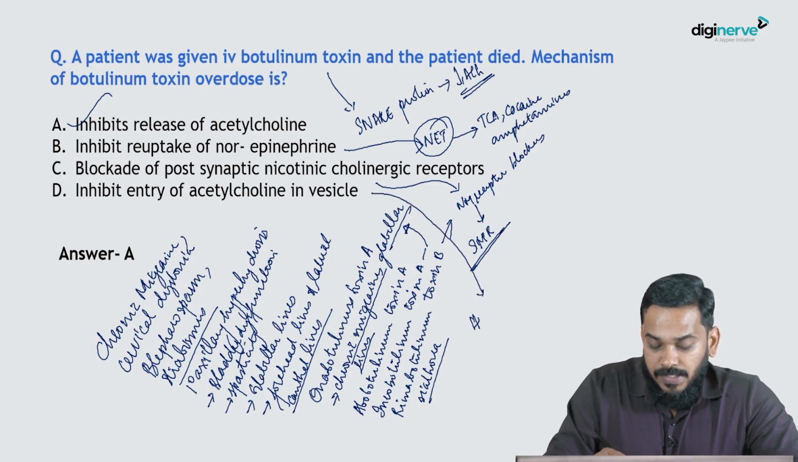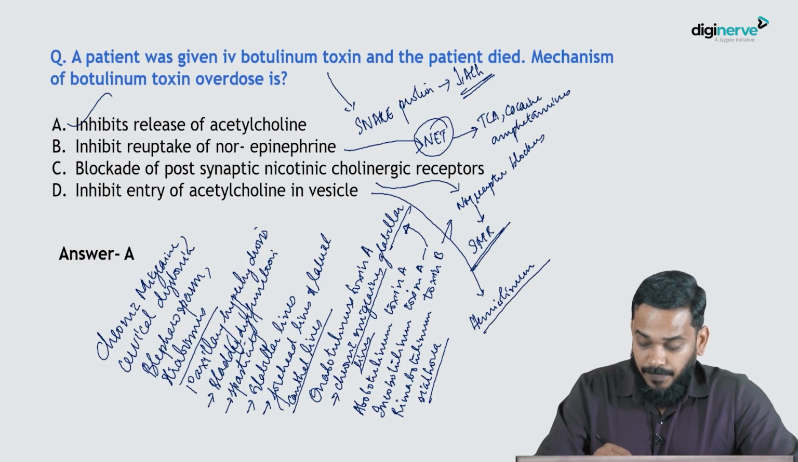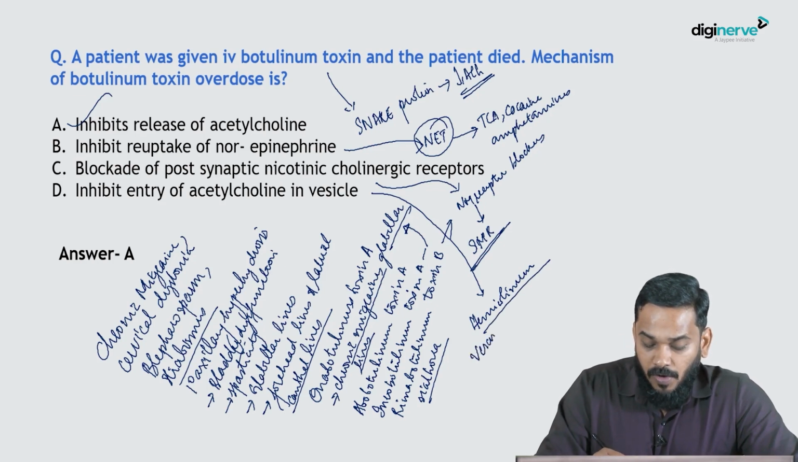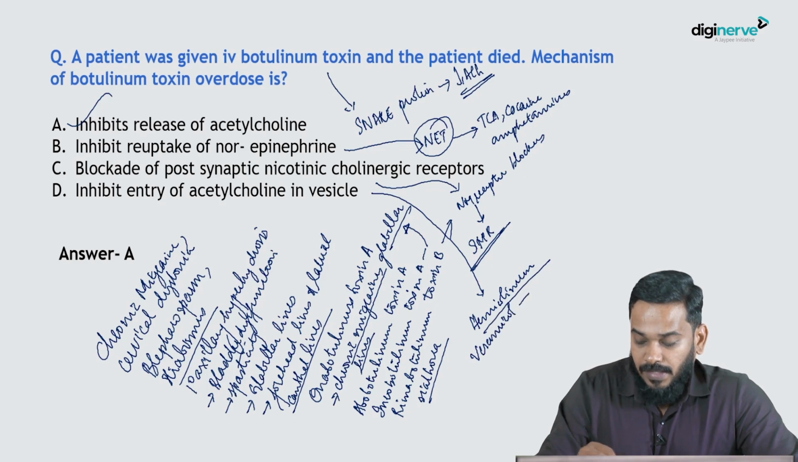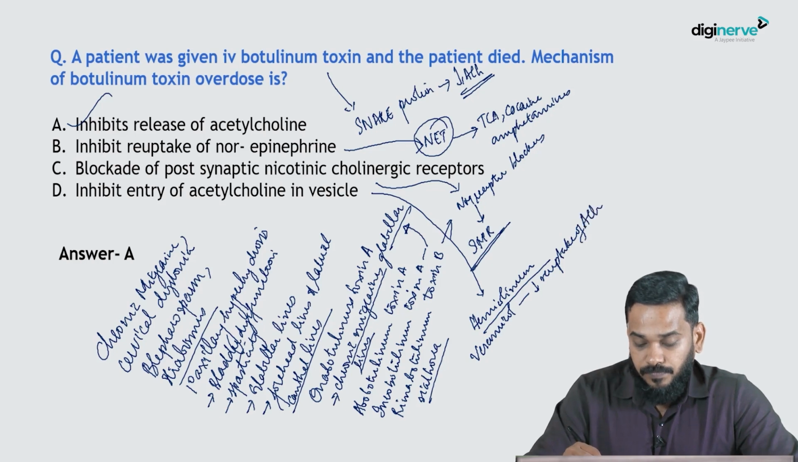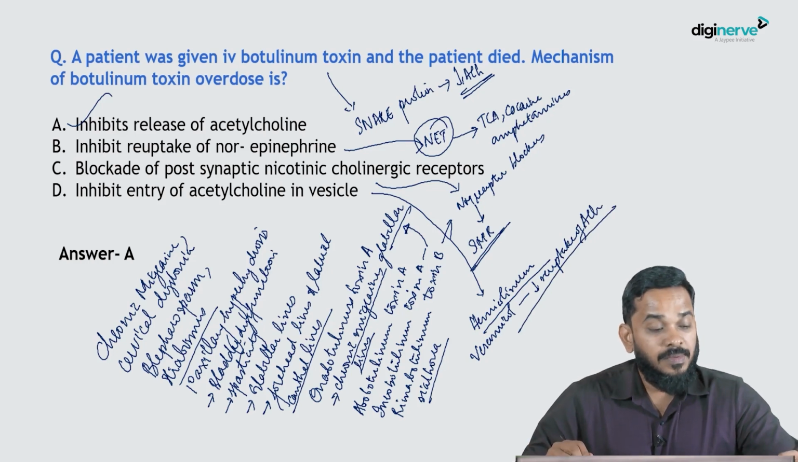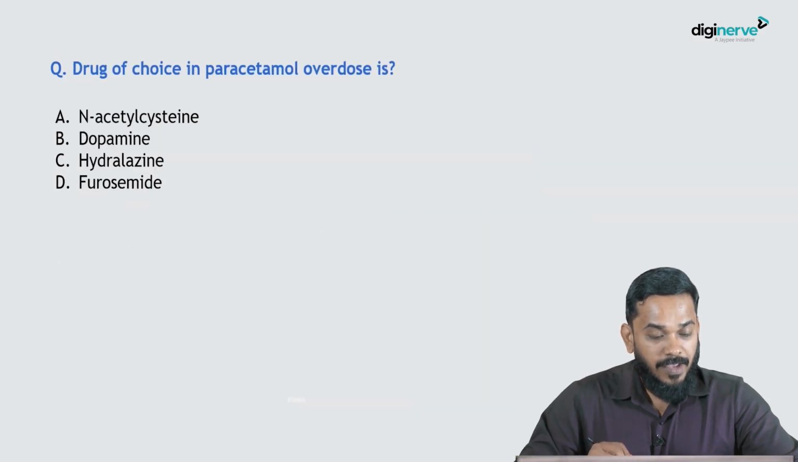Hemicholinium is an agent that inhibit the entry of acetylcholine into synaptic vesicle, and vesamicol is an agent that will reduce the reuptake of acetylcholine. So botulinum toxin will bind to SNARE protein and inhibit the release of acetylcholine. So the answer is option A.